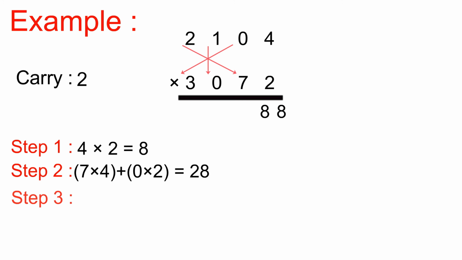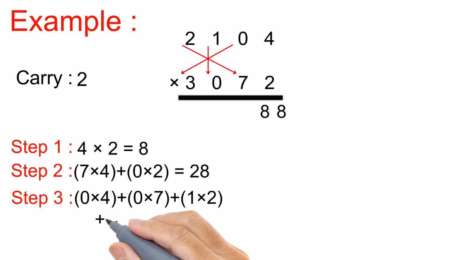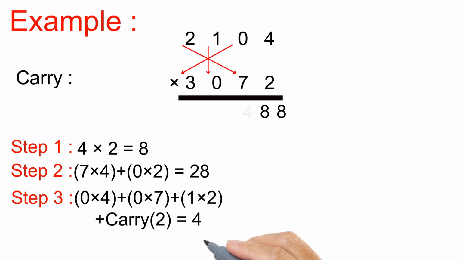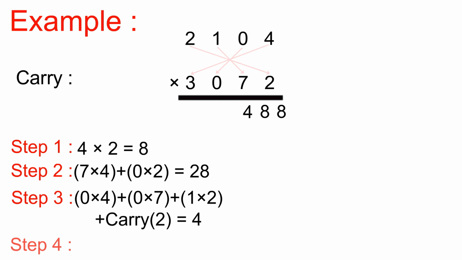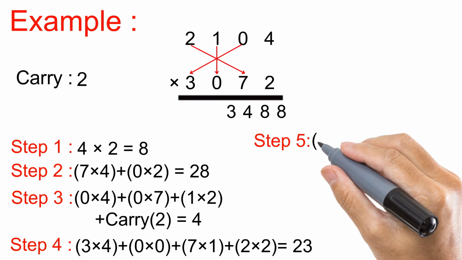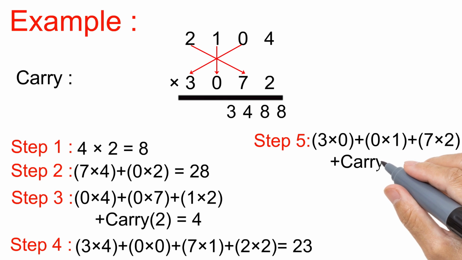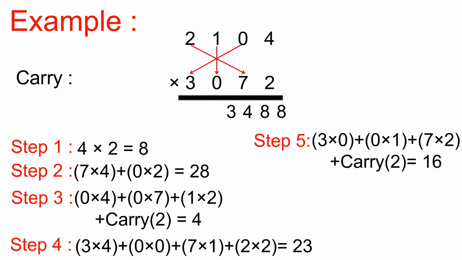Step 3, 0 into 4 plus 0 into 7 plus 1 into 2 plus carry 2 is equal to 4. Step 4, 3 into 4 plus 0 into 0 plus 7 into 1 plus 2 into 2 is 23. We put 3 and 2 will be carry over. Step 5, 3 into 0 plus 0 into 1 plus 7 into 2 plus carry 2 is equal to 16. We put 6 and carry over 1.